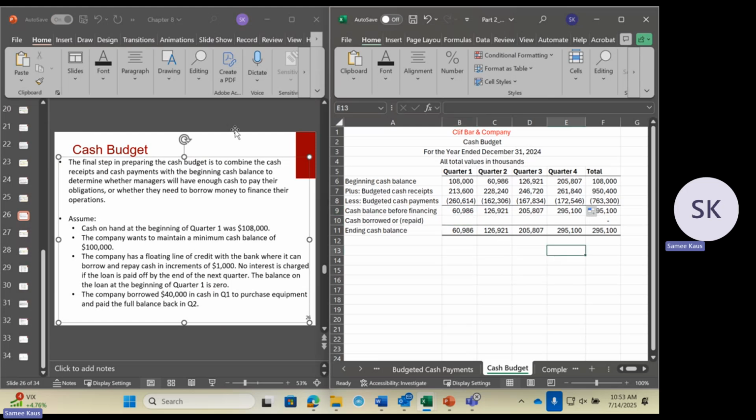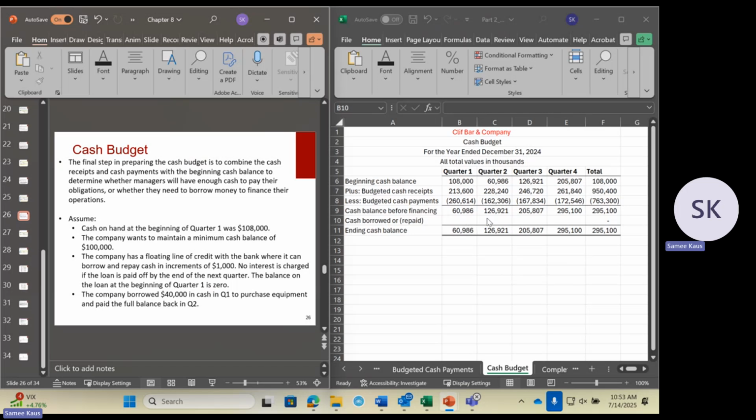So now the only other thing that we need to consider is any sort of cash borrowed or repaid during the period. So I'm going to read and I'm going to see the company wants to maintain a minimum cash balance of 100 million. Okay, that doesn't really tell me anything about that yet.